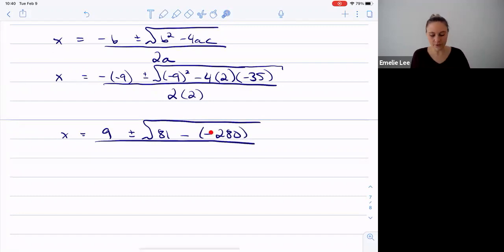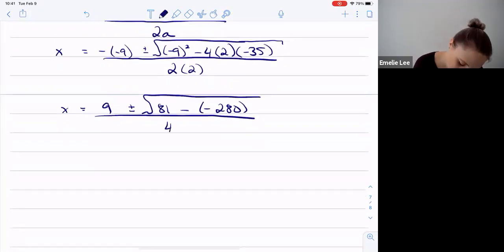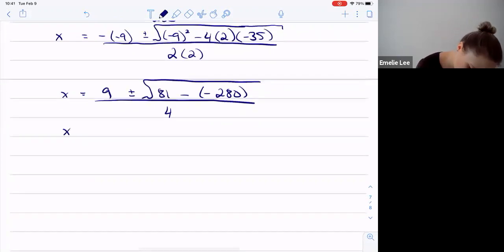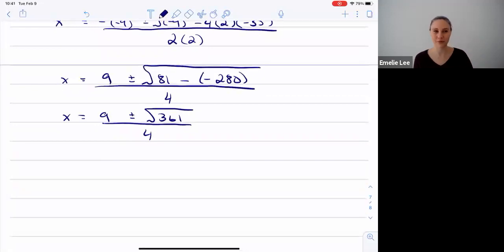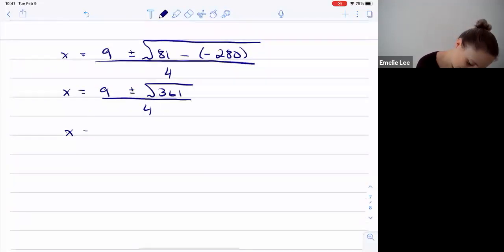Remember, if you end up with a negative number under your square root, you have no solutions, and that's okay. That can definitely happen when you have quadratics. And that's all over 4. In this case, we're okay because we're going to have 81 plus 280 under our square root. So x is 9 plus minus the square root of 361 divided by 4. Square root of 361 is a beautiful 19. This is 9 plus minus 19 over 4.